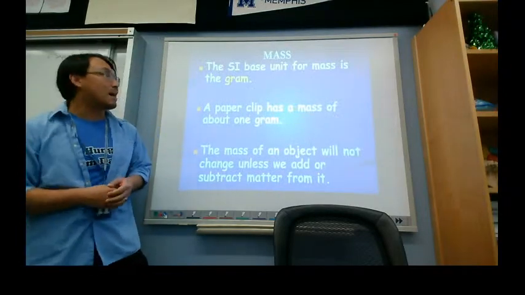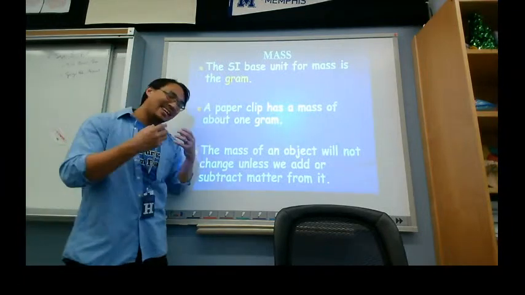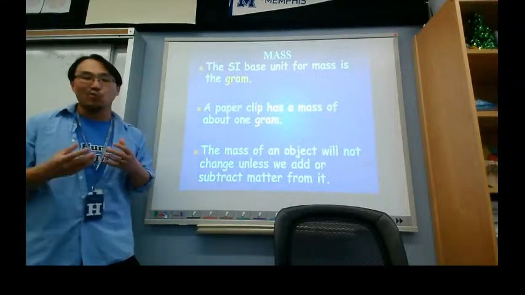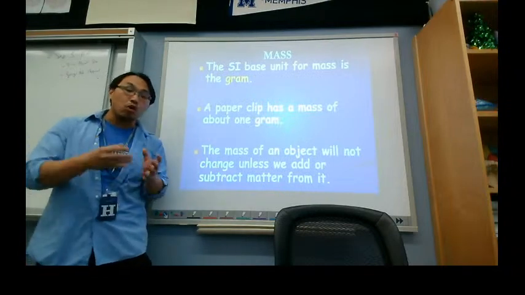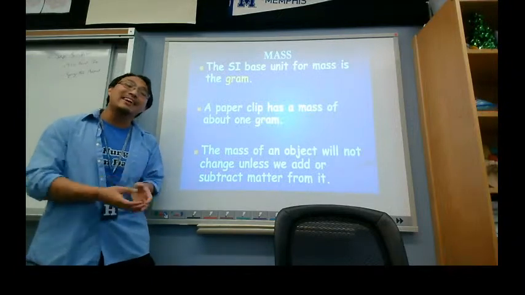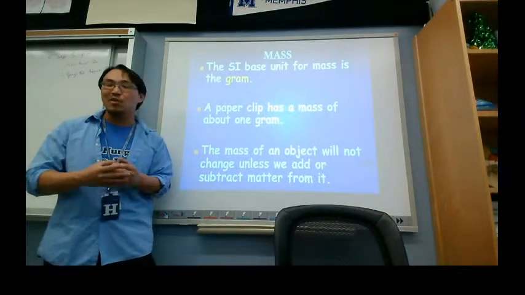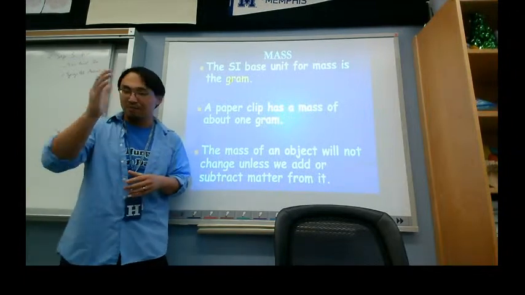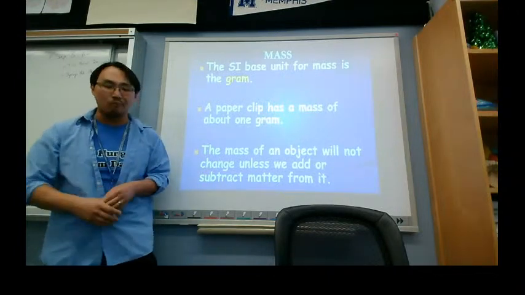Now, the SI base unit for mass is the gram. To get an idea of what a gram is, it's about the size of a paperclip. And the mass of an object will not change unless we add or subtract matter from it. What that means is that if we were to crush it, if we were to cut it, if we were to alter the object in some way, shape, or form, then we've changed its mass. But let's say, for instance, we take it to space, you haven't changed its mass. You've only changed its weight. I'm sure some flashbacks from physics are coming to mind, but there is a difference between mass and weight.